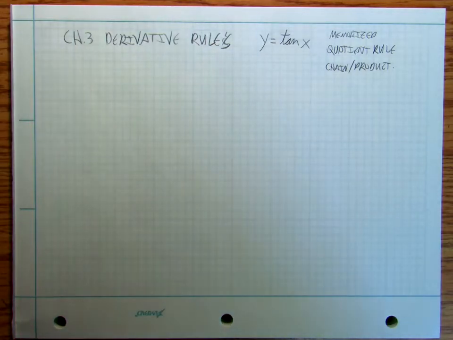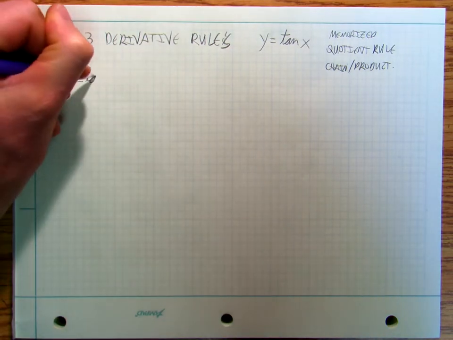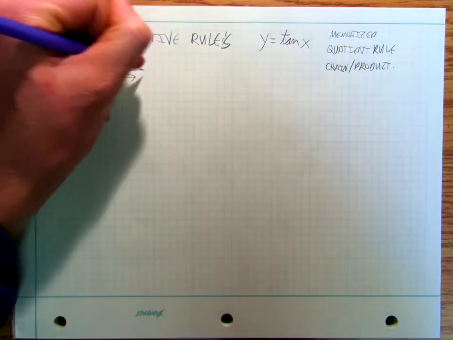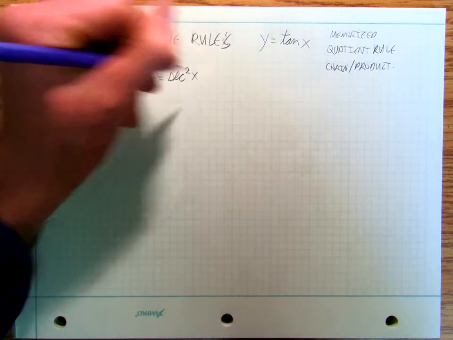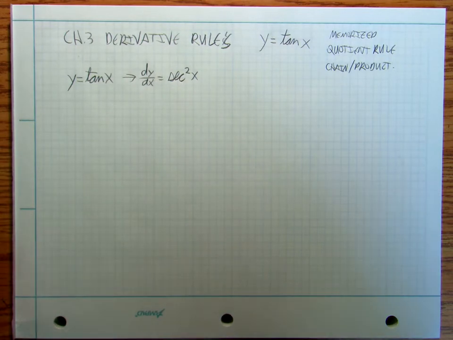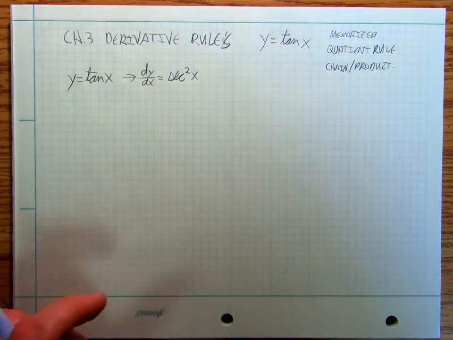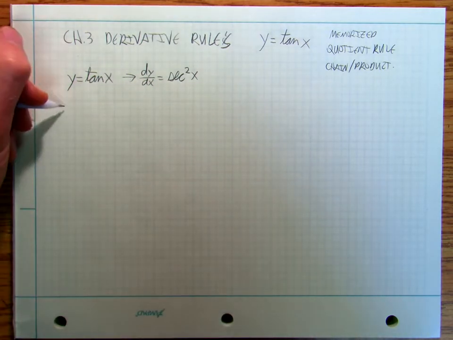Okay, so when I was going through the trig derivatives, I just sort of shot over this one. I said y equals tangent x, and that means that dy/dx is equal to secant squared x. Now we're going to do it two different ways, because in the previous video we did quotient rule, and so now we're going to do quotient rule along with chain and product rule, and we're going to prove this two different ways. So first off, quotient rule.